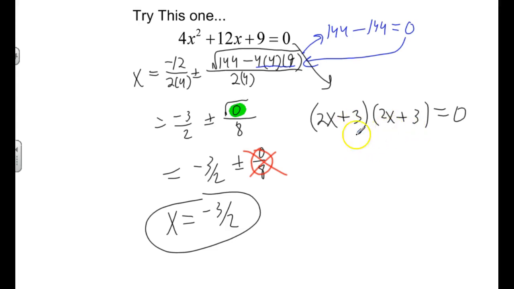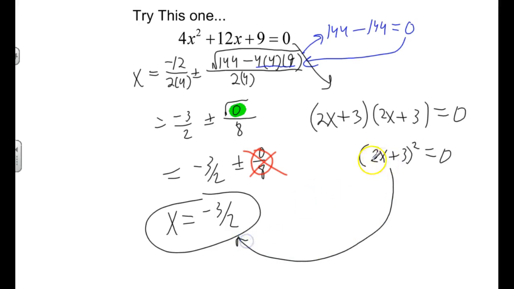Yes. In fact, if I were to write this, a mathematician might write it like this: 2x plus 3 squared equals 0. Can you see why there's only one solution? When you set the factor equal to 0, you get one solution because it's the same factor twice. So that's an interesting case.